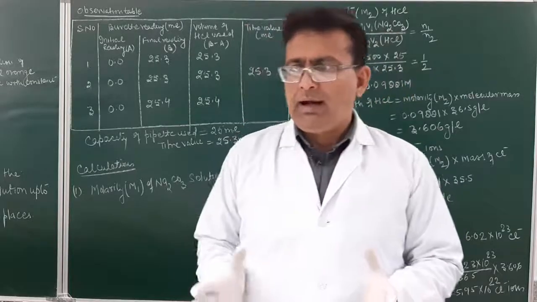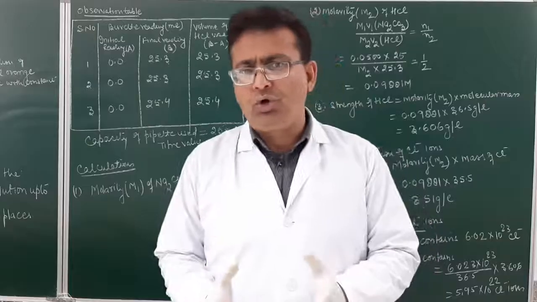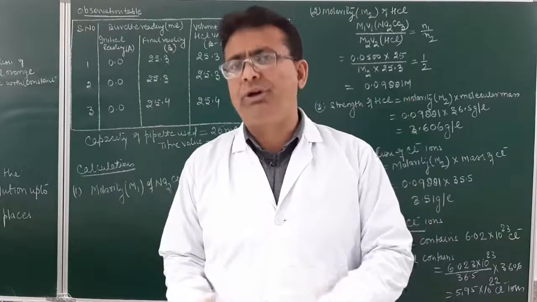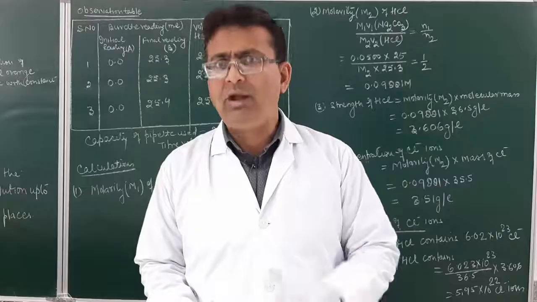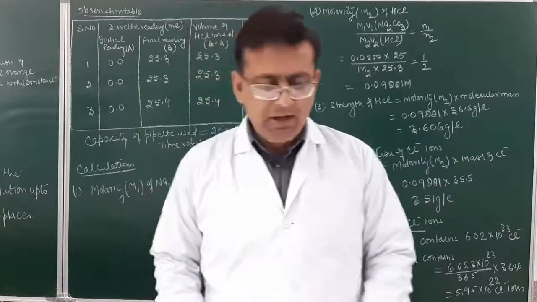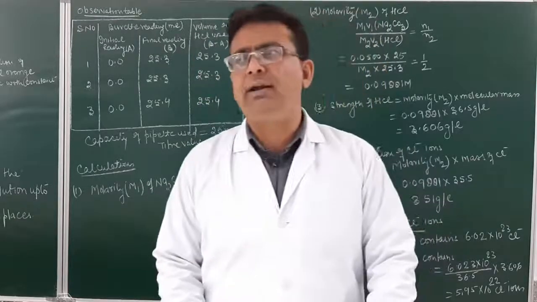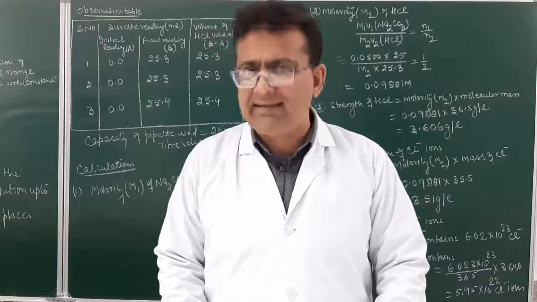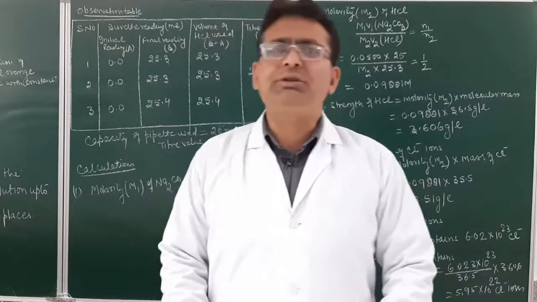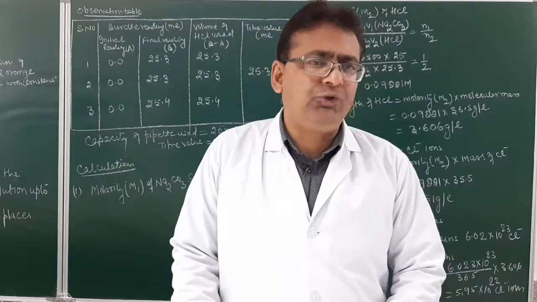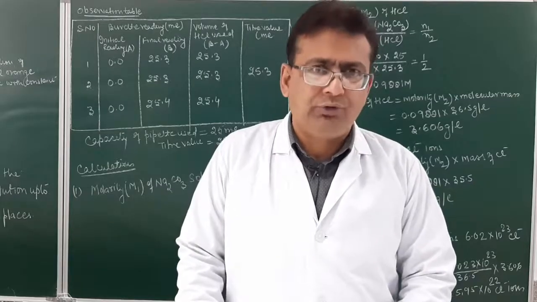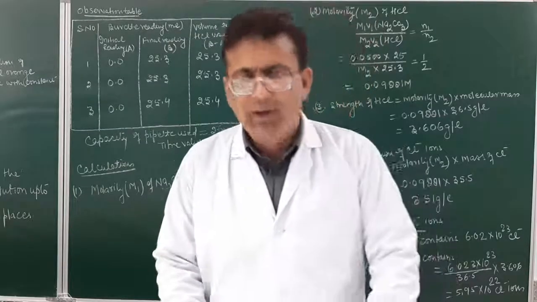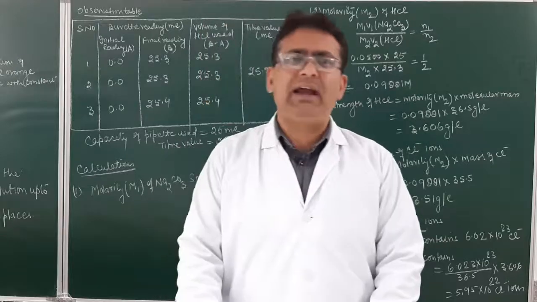Now, I have demonstrated to you how to obtain the titer value, and I have demonstrated only once. But in the laboratory, you have to conduct the same experiment at least thrice. And from those three titer values, at least two must be concordant values, or two must be similar readings. And those readings are to be tabulated.